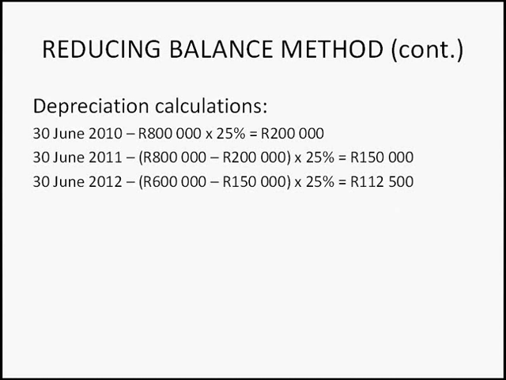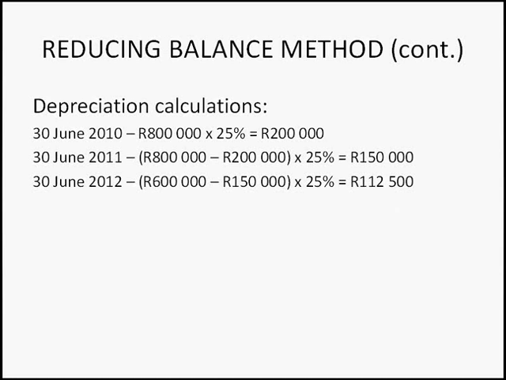200,000 Rand, sorry. In the second year, because I'm using the reducing balance method, I now have to reduce the value of the asset by the depreciation I've already written off on it. So on the 30th of June 2011, the amount I'm going to use is not 800,000, it is 800,000 minus the 200,000 depreciation I've written off the previous year. So it's actually 600,000 times by the 25%. The percentage stays the same.